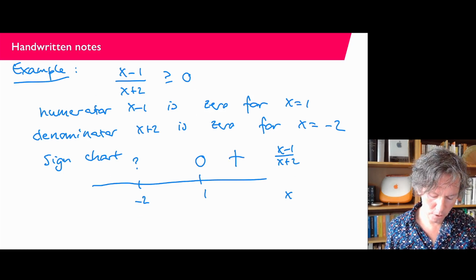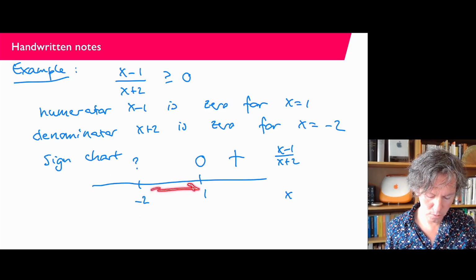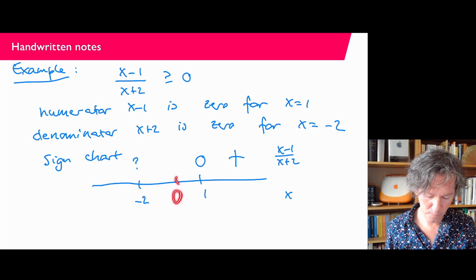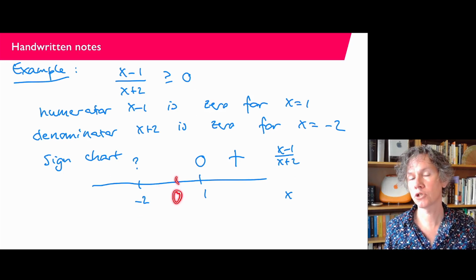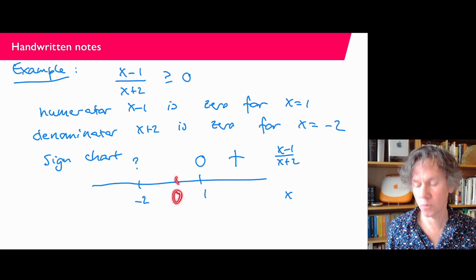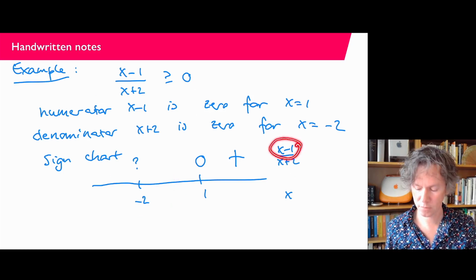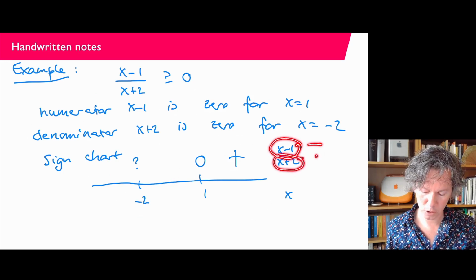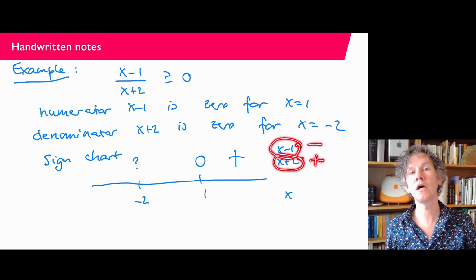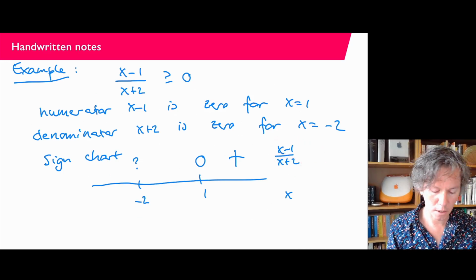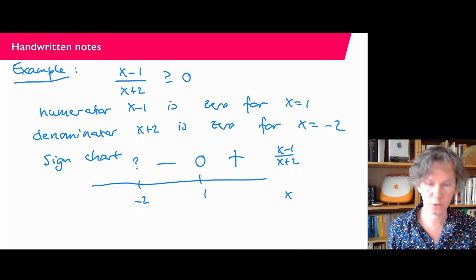Now here, in between minus 2 and plus 1, there is 0. So I'm going to check which sign the expression has for 0. Up here I find 0 minus 1, that's negative. So this one is going to be negative for x equals 0. This one is positive for x equals 0. If I have a negative number that I divide by a positive number, I am going to find minus.